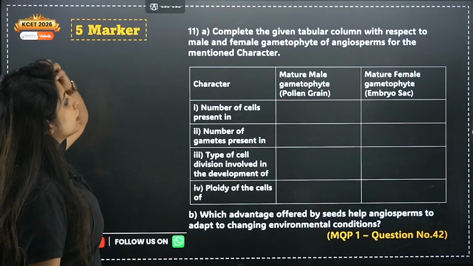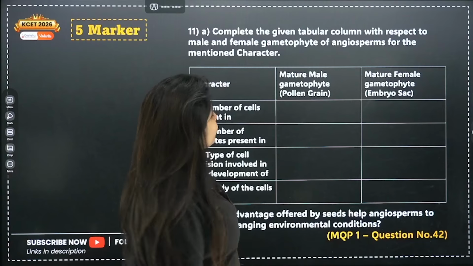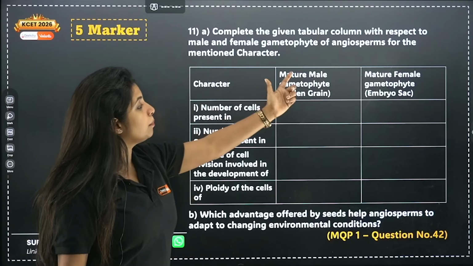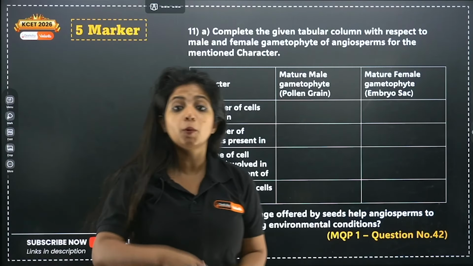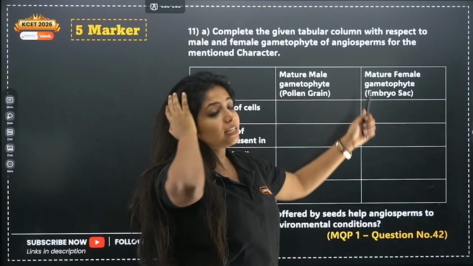Okay, now complete the given tabular column with respect to the male and female gametophyte of angiosperms for the mentioned characters. Number of cells in the male gametophyte. What is the male gametophyte? It is the pollen grain. The one that forms the male gamete is the male gametophyte. What is the female gametophyte? It is the embryo sac.